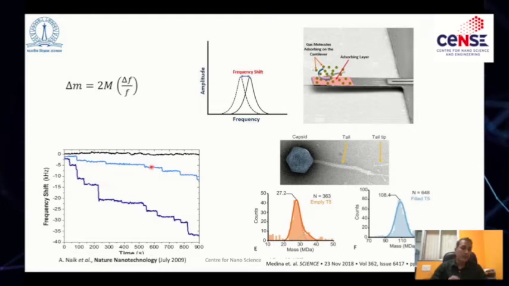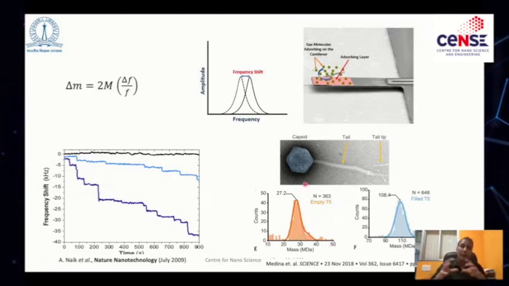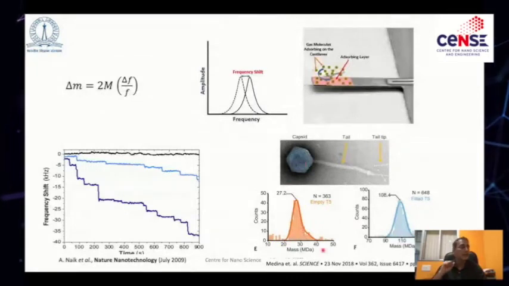Here's another, a more recent one. They've done similar measurements. They have a cantilever or a beam, and they spray virus capsids on top of them. A virus consists of two main things. One is the capsid, which is the enclosure, and inside that enclosure there is either DNA or RNA. In this case, they spray these onto the cantilever and are able to identify whether the capsid has DNA in it or not. In this particular case, it's empty.